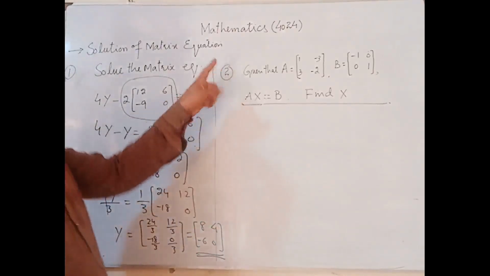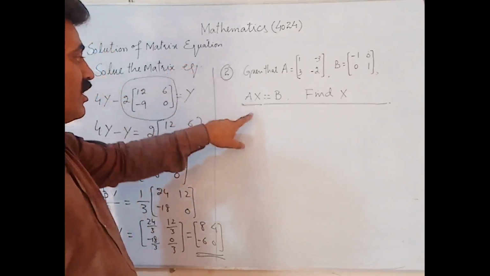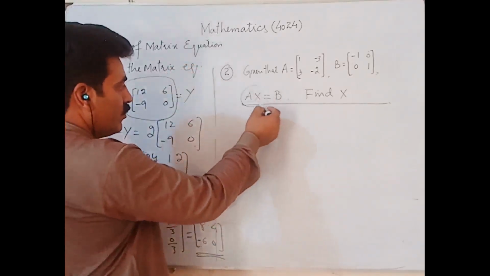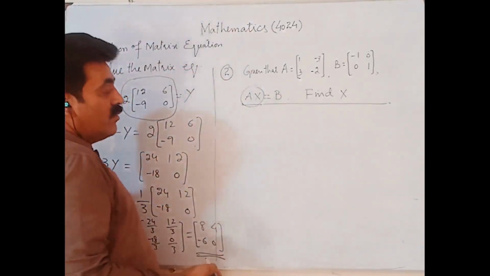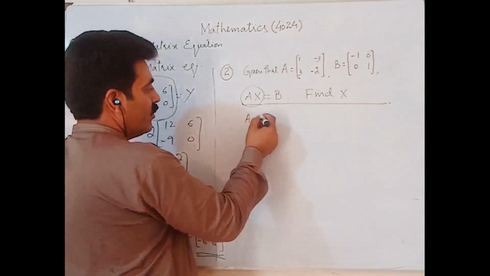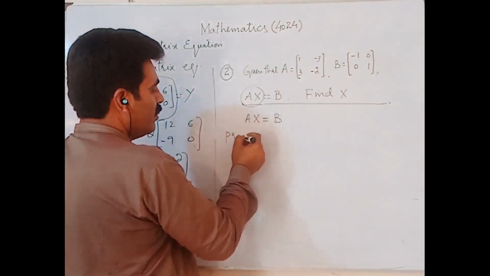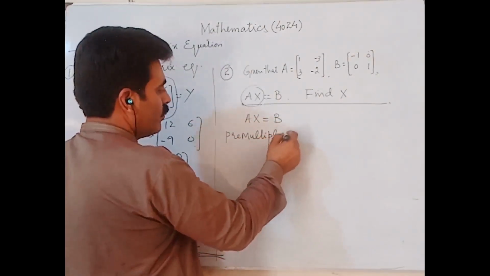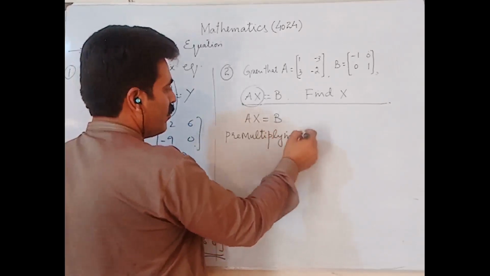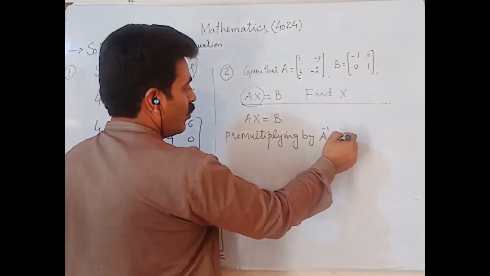But in the second assignment, second question, second problem, you can see there is the product of two matrices. Such equations are a bit technical. How can we solve them? AX is equal to B, pre-multiplying by A inverse on both sides.